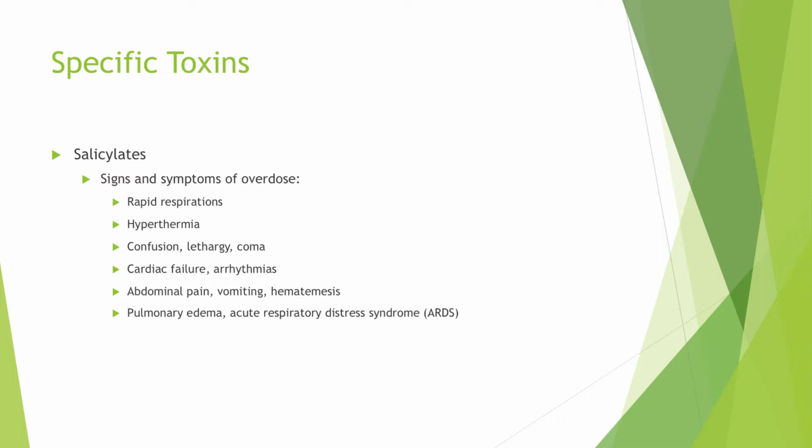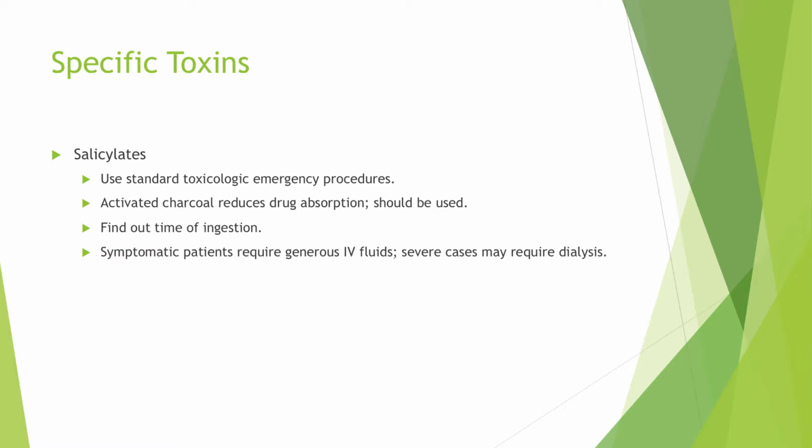Okay, so how we take care of some of this stuff. We want to take care of standard procedures. Activated charcoal will reduce some of the absorption, so we want to use that with overdoses of aspirin and salicylates. Look at the time of ingestion to see if it's too late to use the charcoal. And for symptomatic patients, we start giving them fluids. We're going to try to dilute it as much as possible every way you can. If you have a really bad case, they may need dialysis to help filter some of this out.